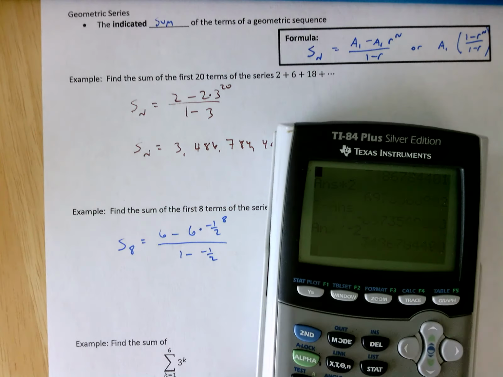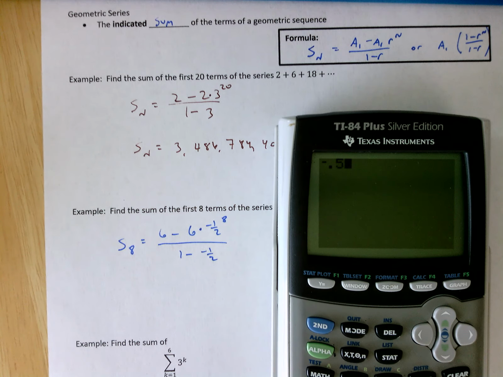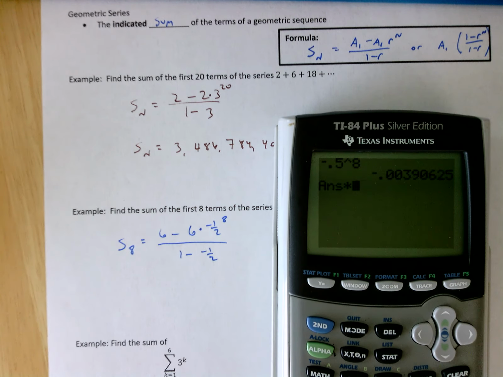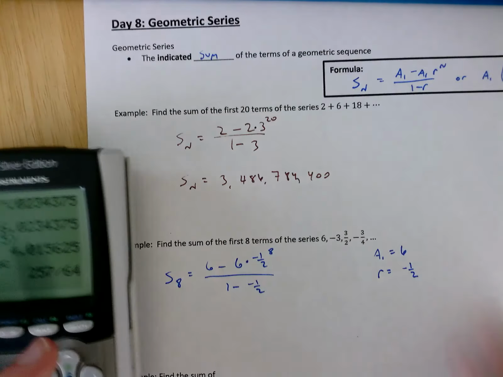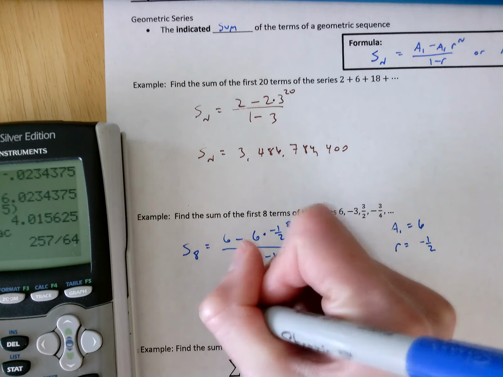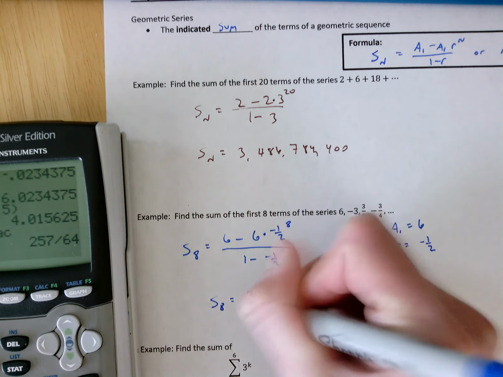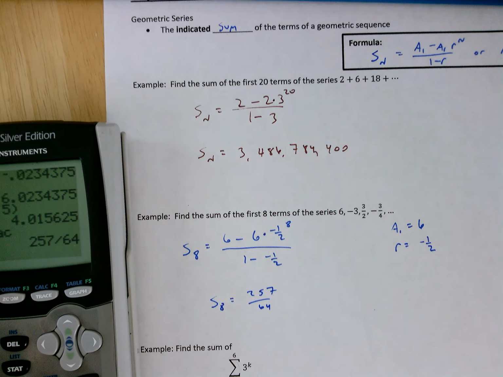Lovely. Back to my handy dandy calculator. So -0.5 raised to the 8th power times 6. 6 minus that number. And then divided by 1 minus -1/2, which is going to be 1.5. Okay. And again, I want to make that into fraction form. So the sum of the first 8 terms in this series is going to be 257/64. Lovely. Okay, so we got that one.